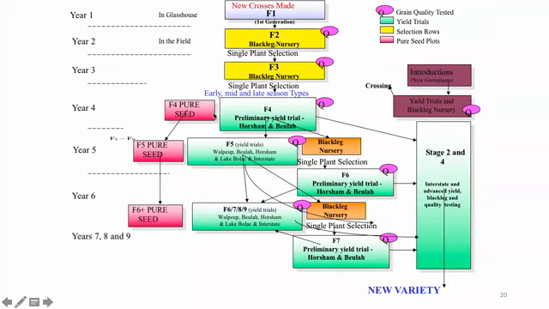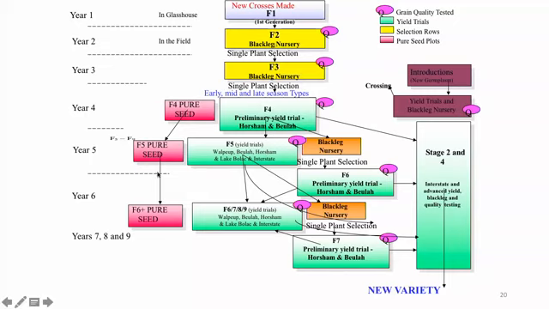And then you breed those plants to try and stabilize what you have in that generation. So you have year four, which is pure seed, and then a preliminary field trial. You do it again, and you have a broader range of areas just to make sure it will work.